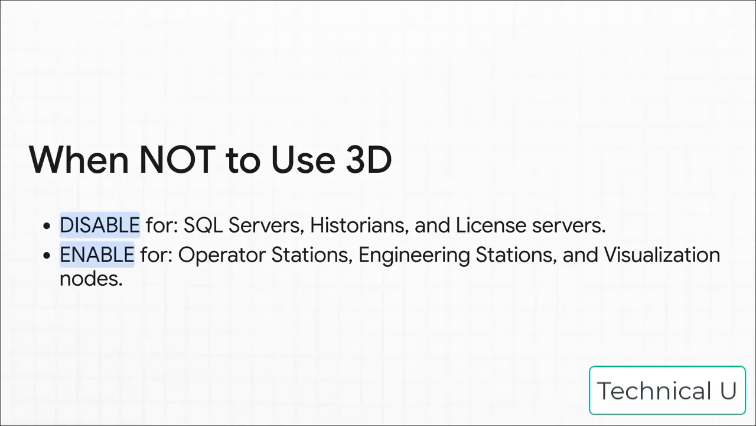Okay, this is so important. You should only enable 3D graphics on your visualization nodes. I'm talking about your operator stations and your engineering stations. Do not turn this on for your backend servers. Your SQL server, your historian, your license server, they're just number crunchers. They don't have complex GUIs for an operator, so they get zero benefit, and they're just allocating resources for no reason. Keep this fix targeted only on the VMs that humans are actually looking at.